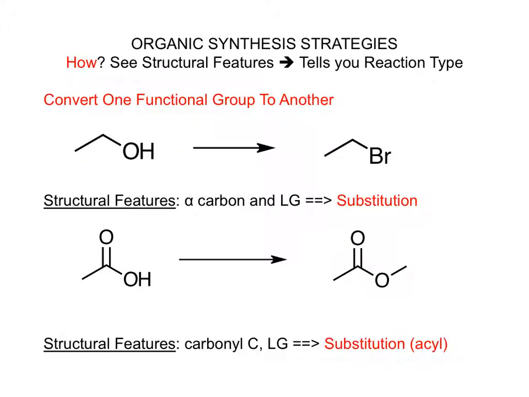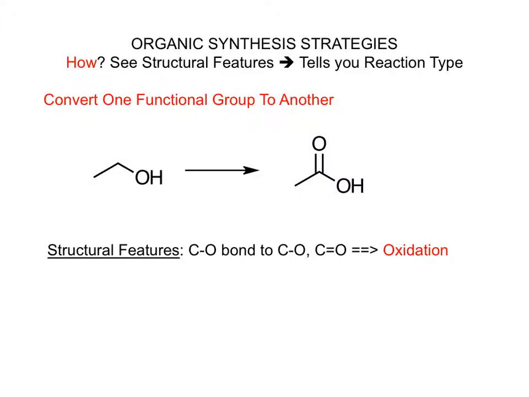One organic synthesis strategy to convert one functional group to another. Since ethanol has an alpha carbon and leaving group, we can use a substitution reaction to convert an alcohol group to an alkyl halide group. Acetic acid has a carbonyl carbon and a leaving group, so we can do a nucleophilic acyl substitution reaction to convert the acid group to an ester group. Ethanol also has a carbon-oxygen single bond, so we can do an oxidation reaction to convert the alcohol group to an acid group.